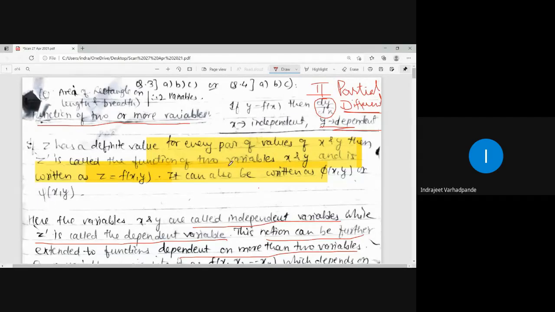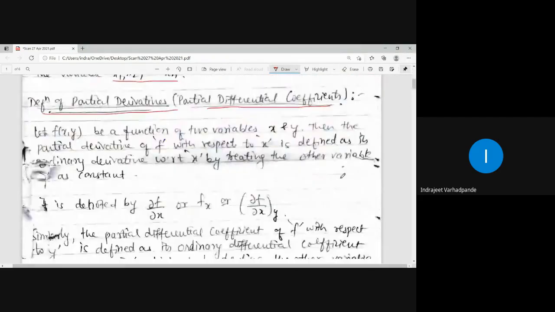So if z has a definite value for every pair of values of x and y, then z is called function of two variables x and y and is written as z is equal to f of x y. It can also be written as phi of x y.